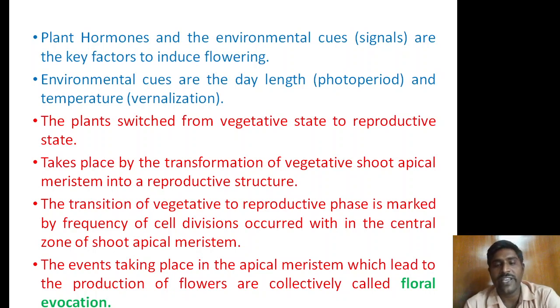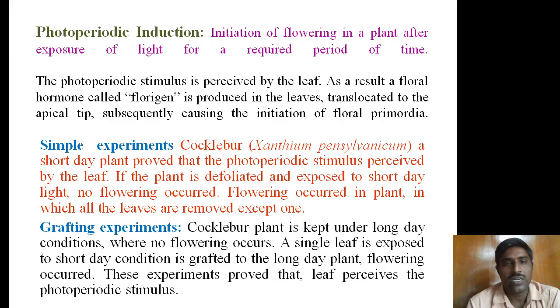The events which take place in the apical meristem which lead to the production of flowers are collectively called floral evocation. Generally, floral evocation means all the changes in the apical meristem that lead to the production of flowers. Next, the photoperiodic induction. Initiation of flowering in a plant after exposure to light for a required period of time is called photoperiodic induction.